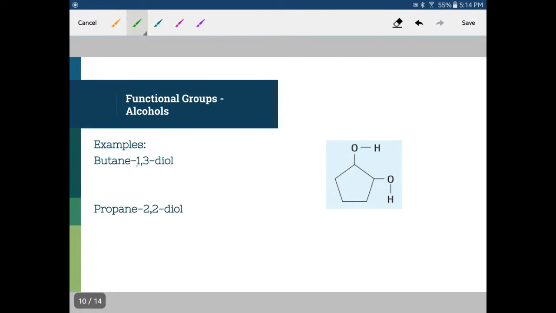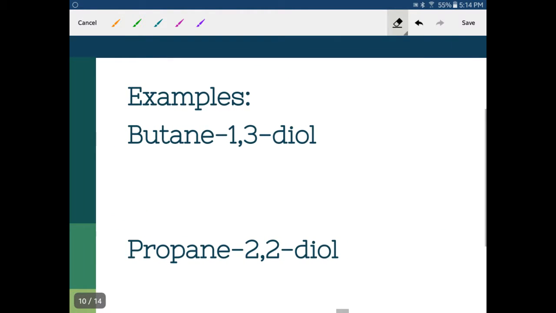So we have butane-1,3-diol, which would look something like this. Butane, 4 carbons. Actually, let me erase that. We'll do this so we have lots of room for a few different drawings here. Butane: 1, 2, 3, 4, and we have 1,3-diol. So 1,3 tells us the location, di tells us how many, and ol tells us it's an alcohol. So I have a hydroxyl group coming off of 1 and 3, and the rest should be filled in with hydrogens. So this is butane, because we have 4 carbons, 1,3-diol.